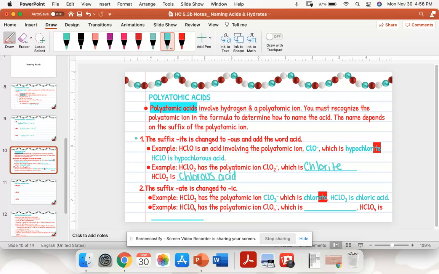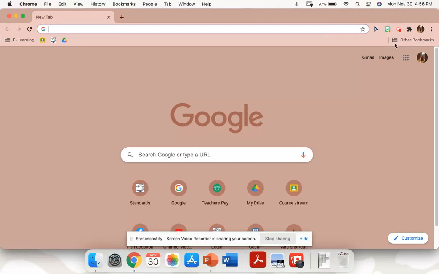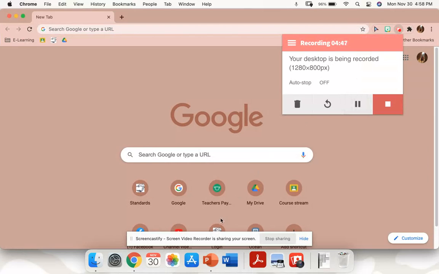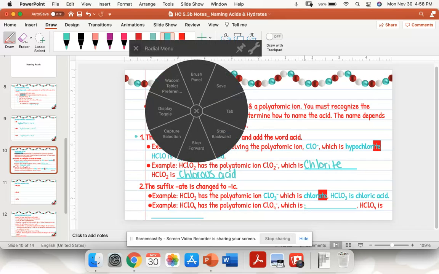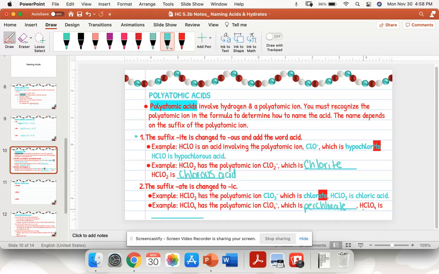So then HClO4 has the polyatomic ClO4 minus, which is perchlorate. So HClO4, you get rid of the ATE and add IC, so it would be perchloric acid.